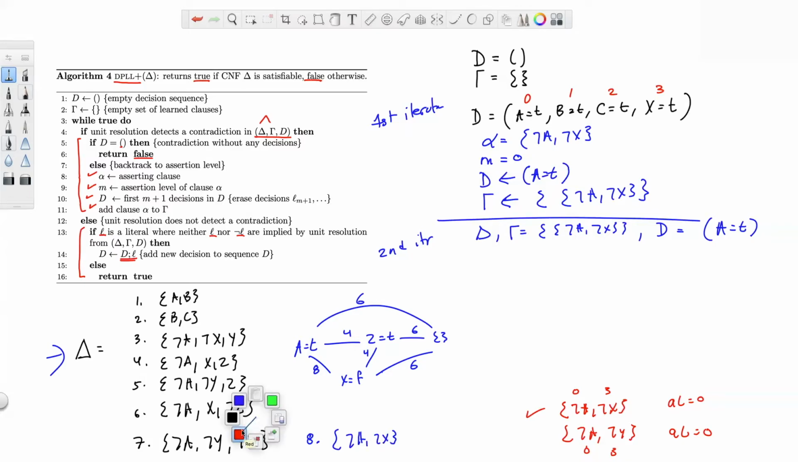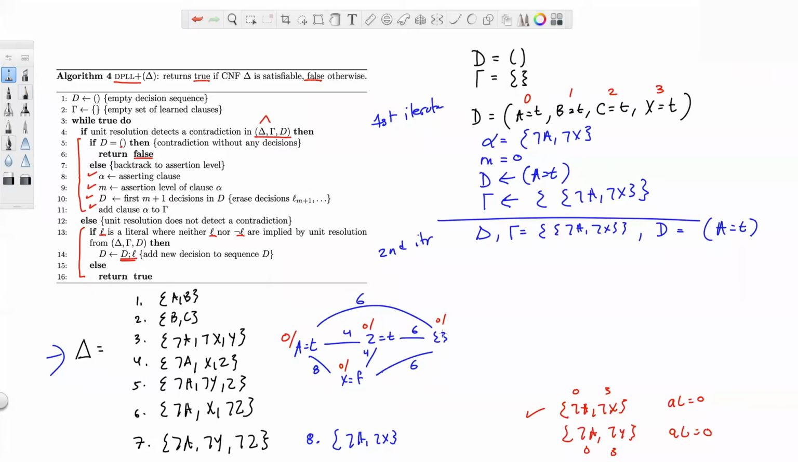If we look at the levels in this case, this is level 0, and everything here was derived at level 0. So this is level 0, this is level 0, and so on. This is our implication graph, and this is how we got a contradiction. Because A is true, with this new clause I derive that X is false, then using clause 4 I derive that Z is true, and using clause 6 I get the empty clause, so I have a contradiction.